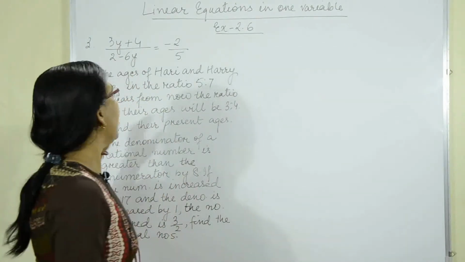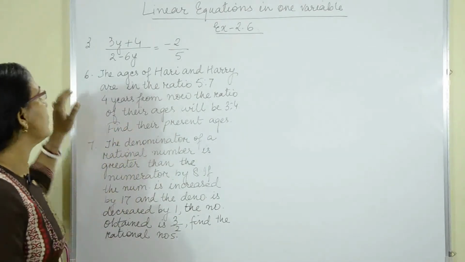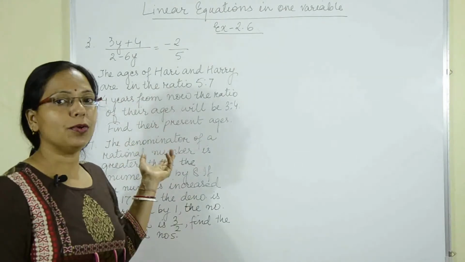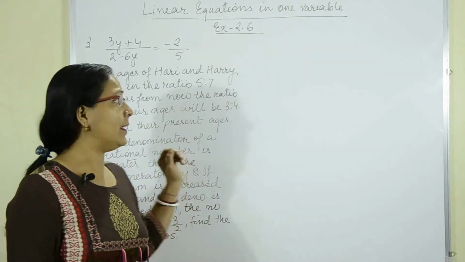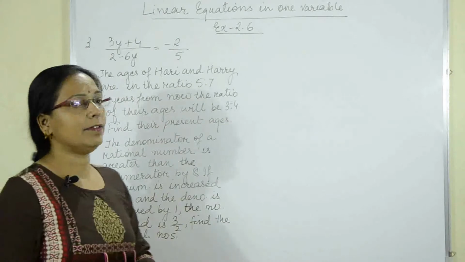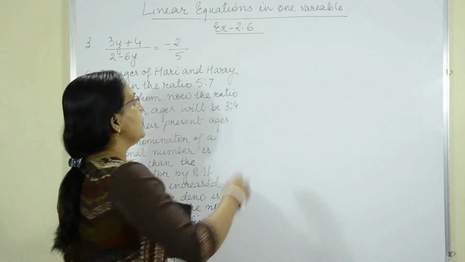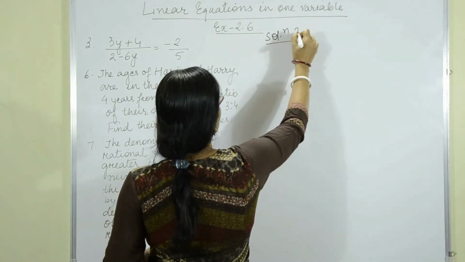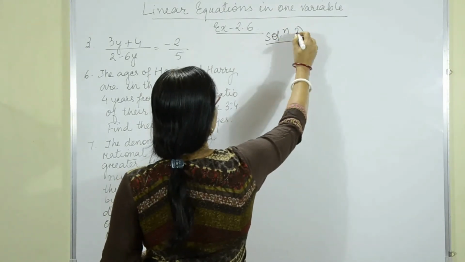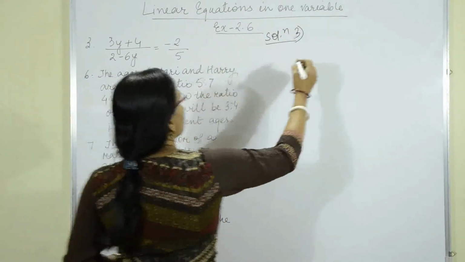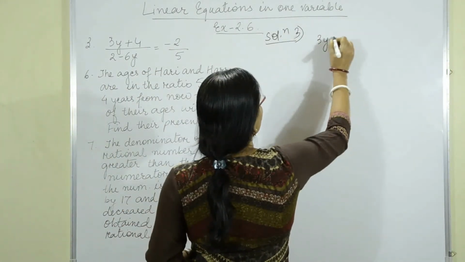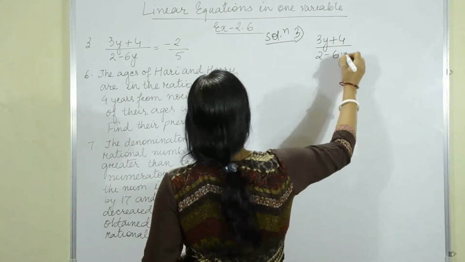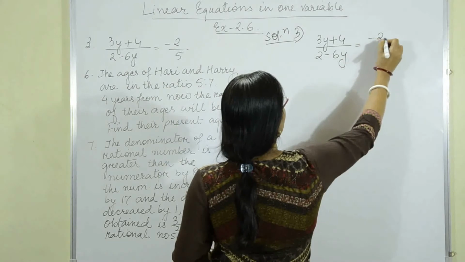So here I have taken three questions, question number 3, 6 and 7, and I'll try to show how this is actually done, right? The first question that I have taken is number 3. So how to do number 3? Solution of 3 I'll discuss here today. The question is (3y + 4)/(2 - 6y) = -2/5.